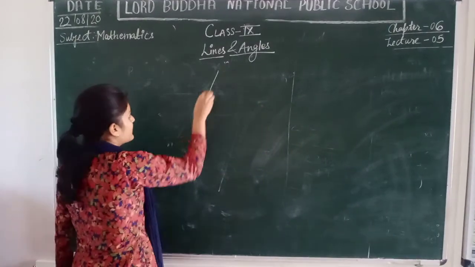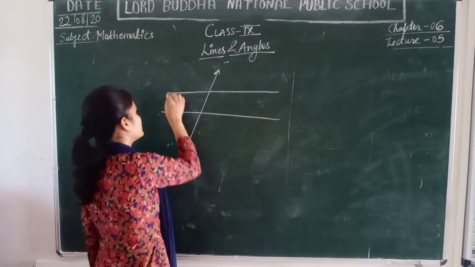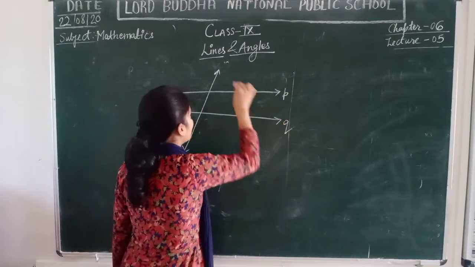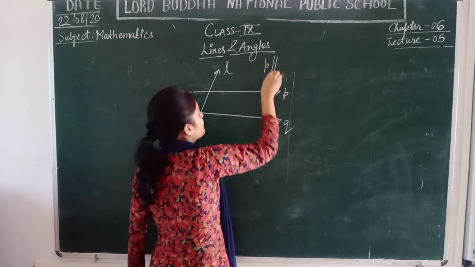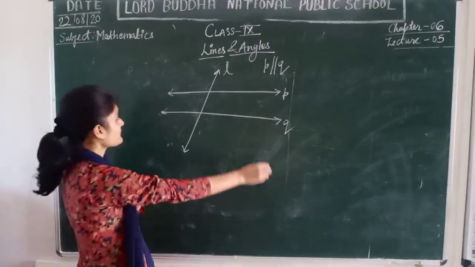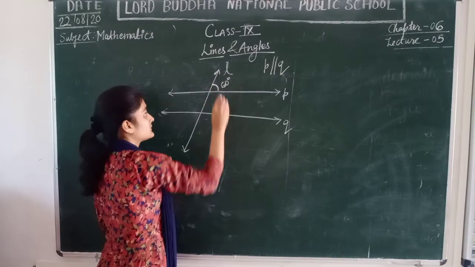I'm drawing a figure. There's a parallel line. Let's name it P, Q and L. L is your transversal, P and Q are parallel lines. So it is given that P is parallel to Q and L is a transversal. Okay. Let this angle be of 60 degrees.